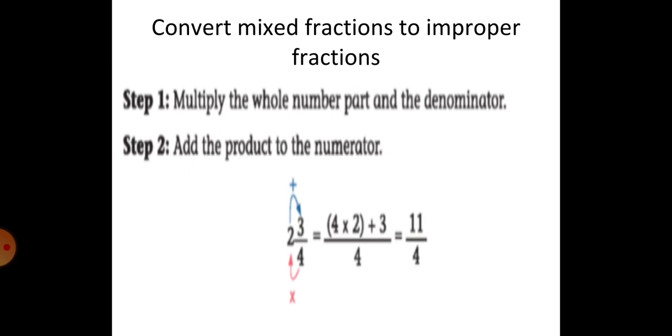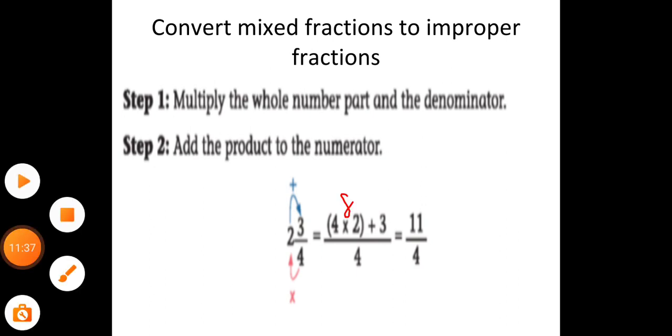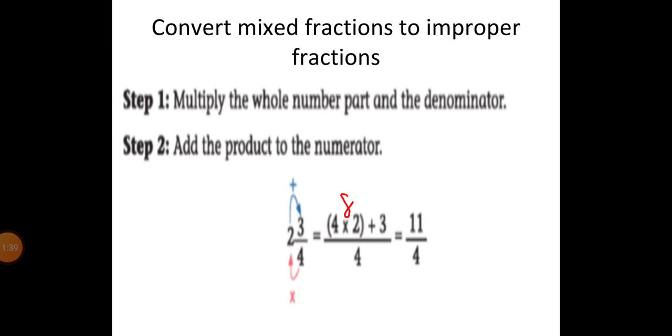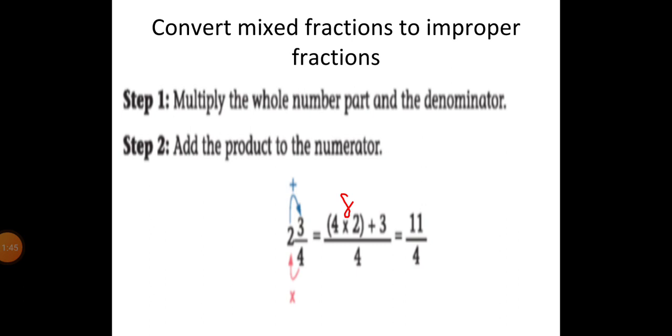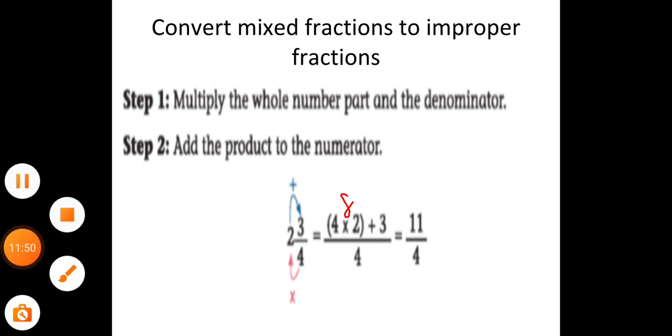Summary of this video: we have learned what the types of fractions are. First one, the proper fraction. A proper fraction is nothing but the numerator is smaller than the denominator. Then improper fraction. Improper fraction means the numerator will be greater than the denominator. Then a mixed fraction is where we have a whole number and a fraction together. Then we learned how to convert mixed fractions to improper fractions and improper fractions to mixed fractions.